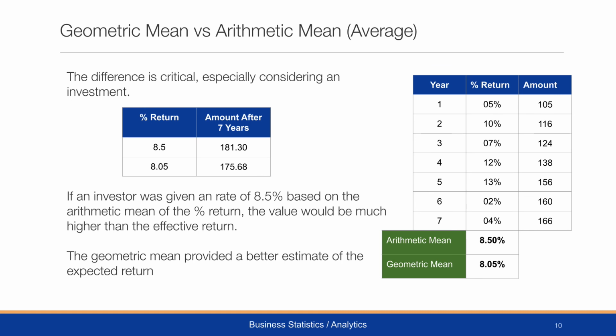And this difference is critical because, again, a percent return of 8.5% after 7 years would be $181, but a percent return of 8.05% is $175. So if an investor was told that the rate would be 8.5% based on the arithmetic mean, the value would be much higher than the effective return. And so they might be upset because that return didn't happen that way. The geometric mean will provide a better estimate of the expected return.